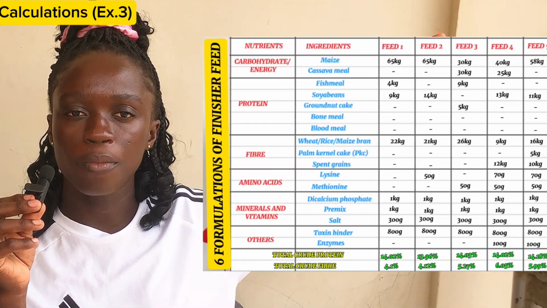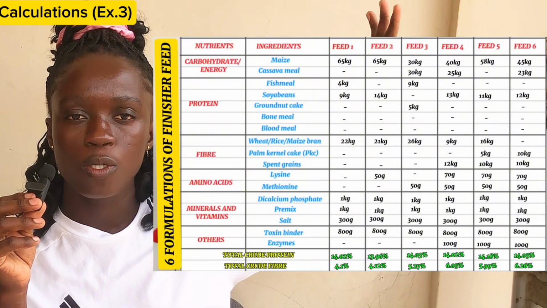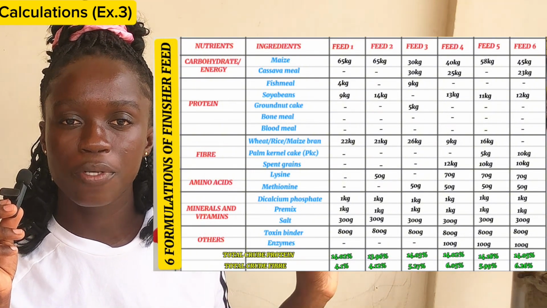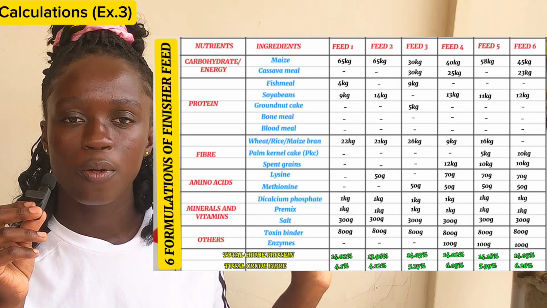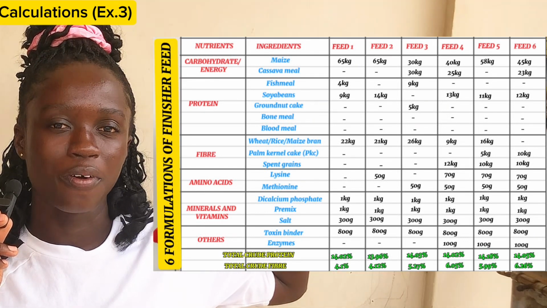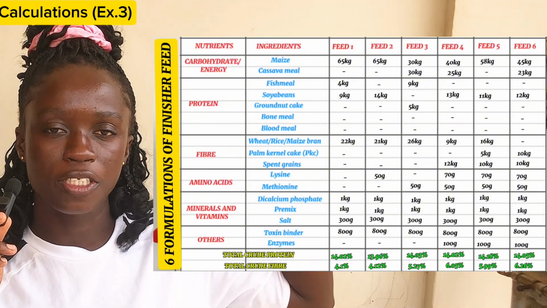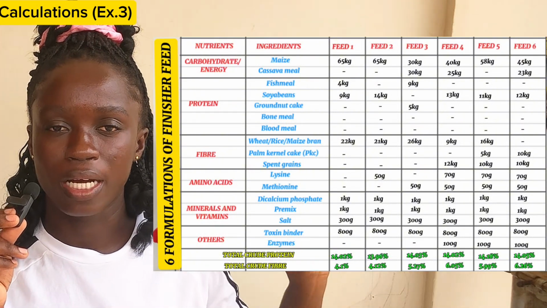So now let's take the last example, and then by then I think you'll be okay with these calculations. Let's take the last example from our finisher feed. Now these were the finisher feed formulations that we made. We made 6 of them. So let's just select one randomly and then try to calculate the crude protein content and the crude fiber content. So which one do we go for? Okay, let's take finisher feed 3, and then let's do the calculations.